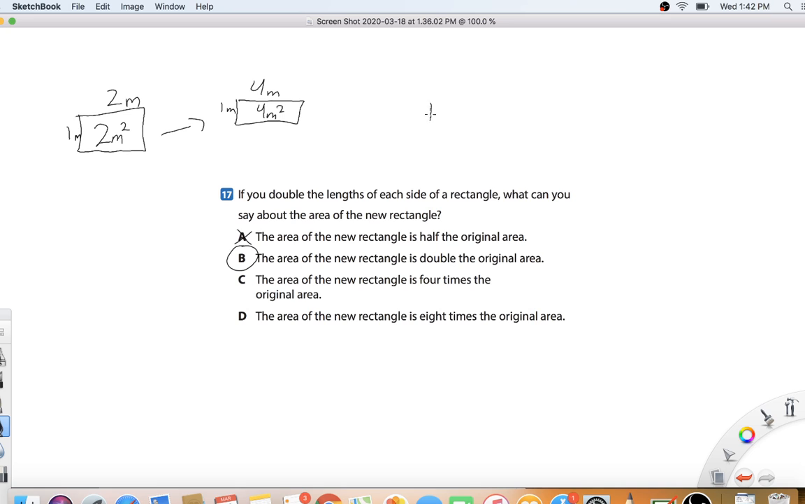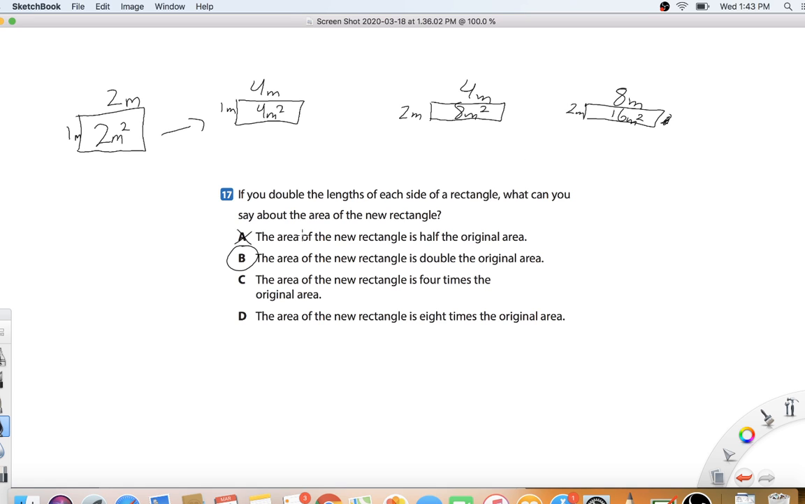If you want, I can do a different rectangle real quick just so you can see that it doesn't matter what numbers you put, the same answer would be correct. So 2 times 4 is 8. Let's say I double the length, so let's double 4. So we'll have 2 meters, right? And then we're going to double 4, so it's 8 meters. 8 times 2 is 16 meters squared.